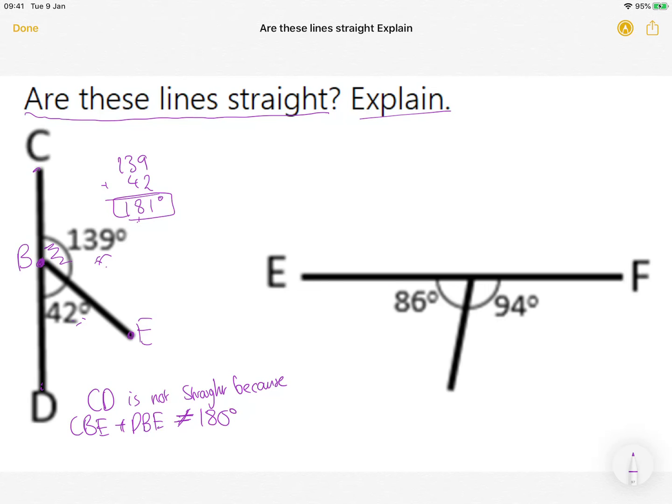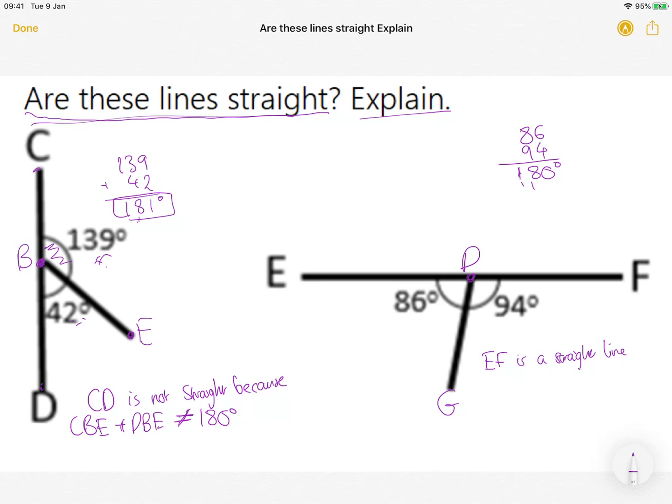Let's check this one then. I'm just going to label these E, let's call this D, and this E, F, G. Need to practice my alphabet, I think. So let's add them together, and we know what we're looking for. If I add them together and they add to 180, they should be a straight line. 9 and 8 is 7, carry the 1 is 1, carry an extra 1. Okay, so these add up to 180 degrees. So I can say that EF is a straight line.